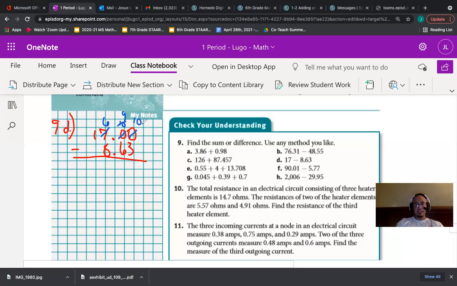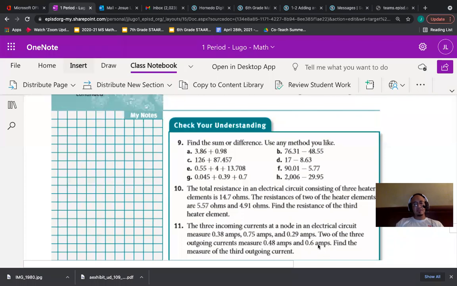So 0 plus 10 is 10. So 10 minus 3 is 7. 9 minus 6 is 3. Decimal comes straight down. 6 minus 8, I can't do that. So the 1 becomes a 0, and that becomes a 16. 16 minus 8 is 8. So my final answer would be 8 and 37 hundredths. Obviously, you're going to do the rest on your own, but we've already done 3 of them.